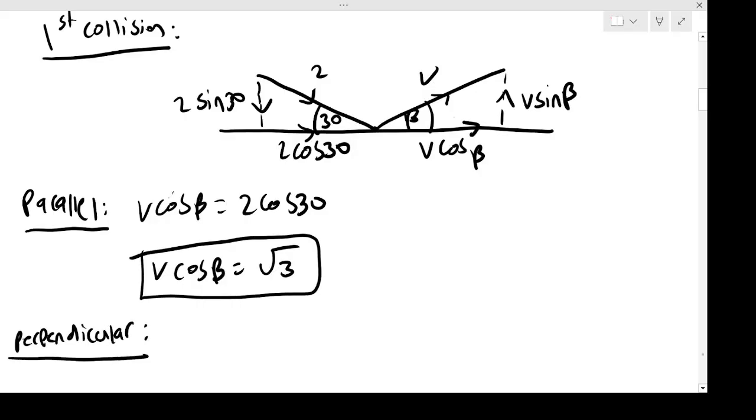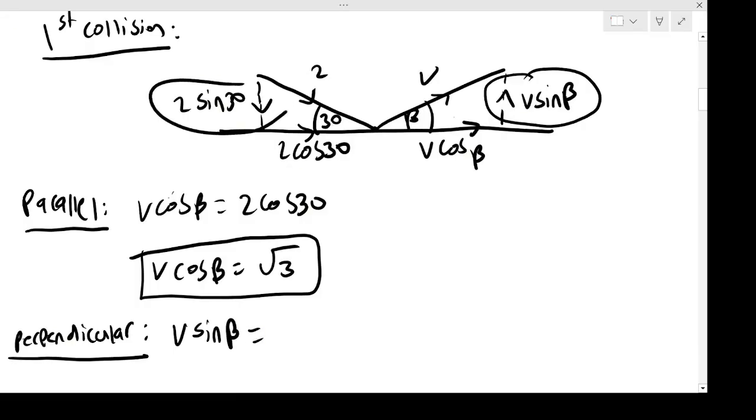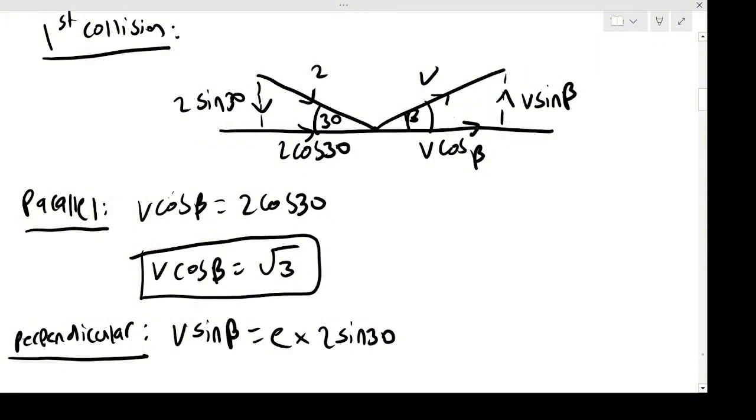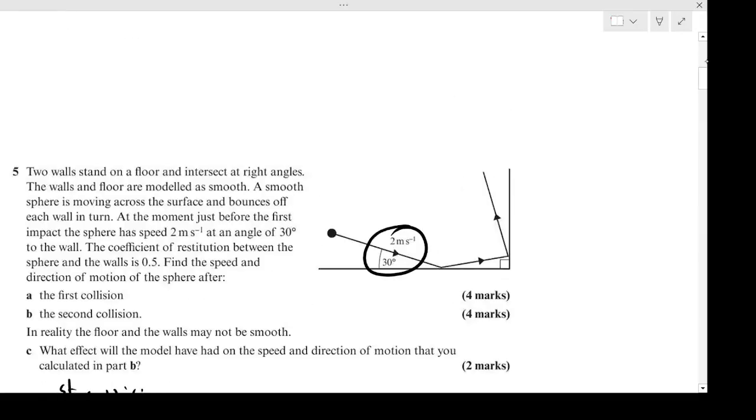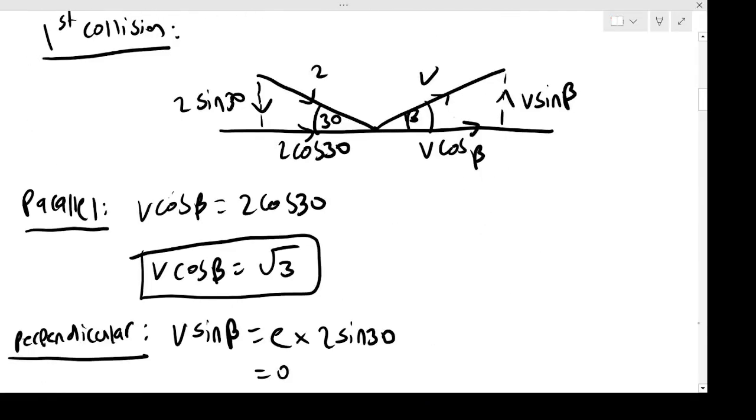So the perpendicular components, well, v sine beta, that's the perpendicular at right angle to the floor. Well, that's going to be 2 sine 30, but it's going to be e lots of it, right? Because the coefficient of restitution acts perpendicular. Okay, and there we are. And actually, we can simplify this because firstly, we know that e, the coefficient of restitution, is 0.5. So it's going to be 0.5 lots of 2 sine 30.